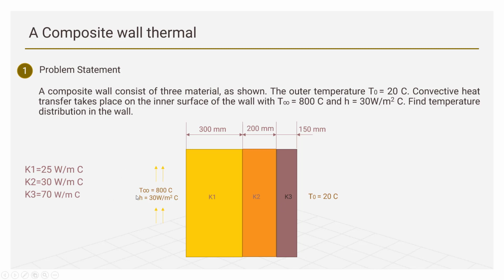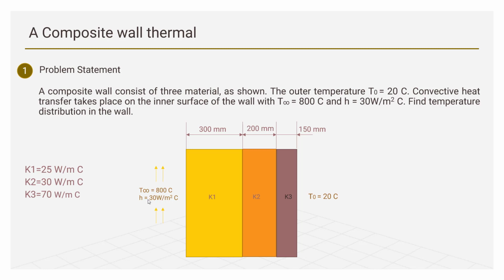The inner side is a hot side which has convective heat transfer taking place at T infinity equals 800 degrees Celsius and a convective heat transfer coefficient of 30 watt per meter square degree Celsius, right? So we'll consider there is an inside and there's another wall. Let's consider this as a furnace. So the temperature outside the furnace is 20 degrees Celsius. Here inside we have hot gases at 800 degrees Celsius and a convective heat transfer coefficient of 30 watt per meter square degree Celsius.